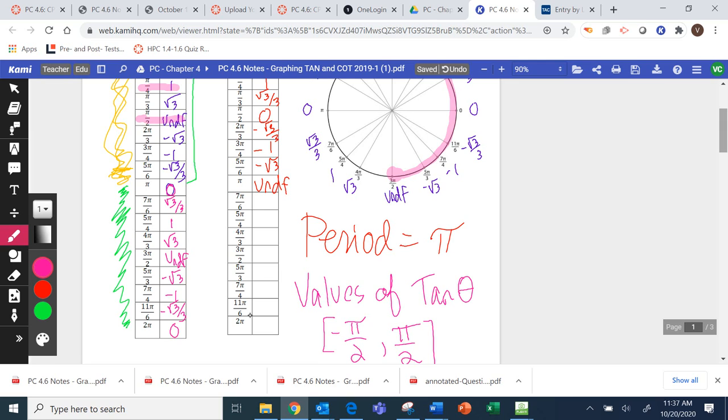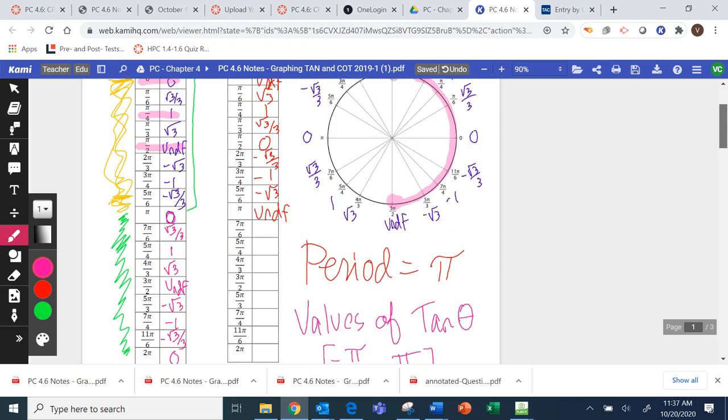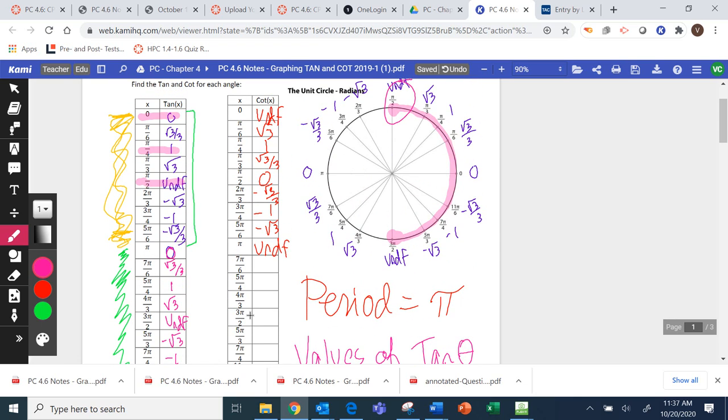So I'm basically taking the undefineds as the outsides, my asymptotes. I'm going to have the 0 in the middle, and I'm going to take those ones, the 1 and the negative 1, from the answers. But I'm doing it starting at negative pi over 2 rather than starting at 3 pi over 2, and going to negative pi over 4 instead of 7 pi over 4. So that's the only difference. That's where I'm going to get the values for tangent.